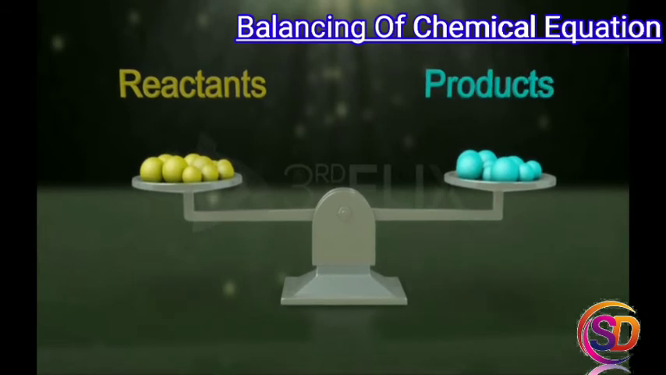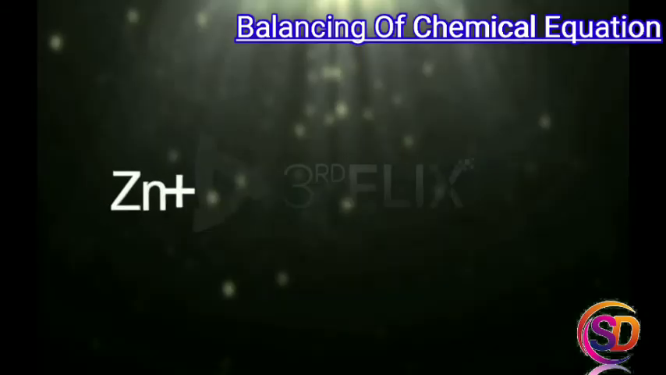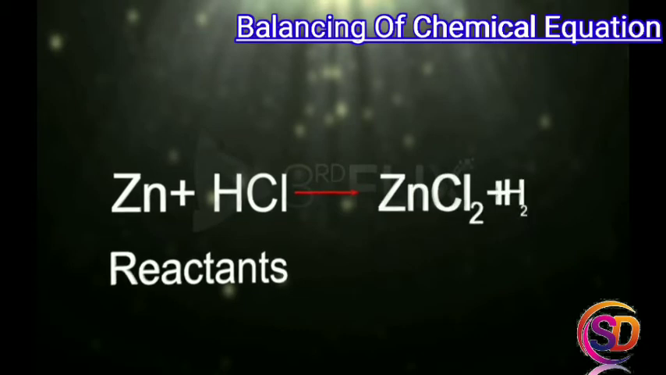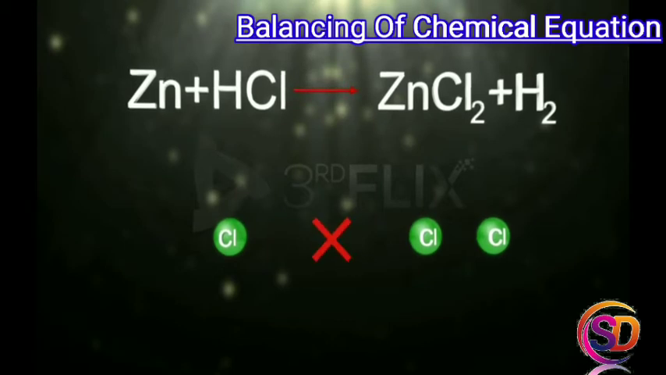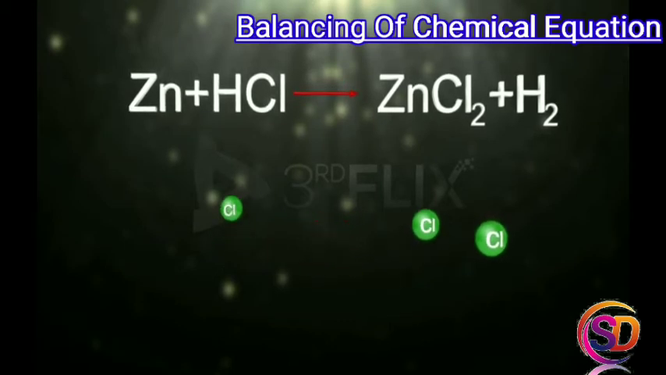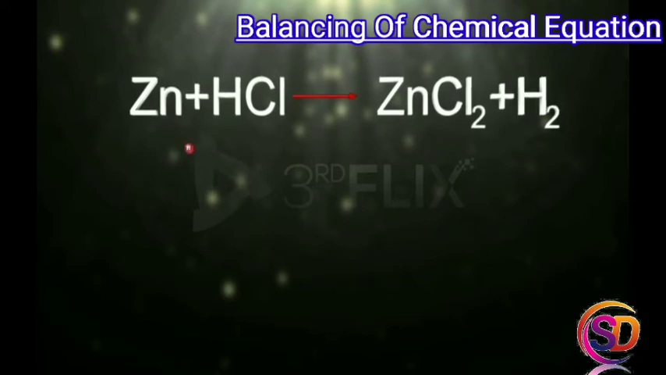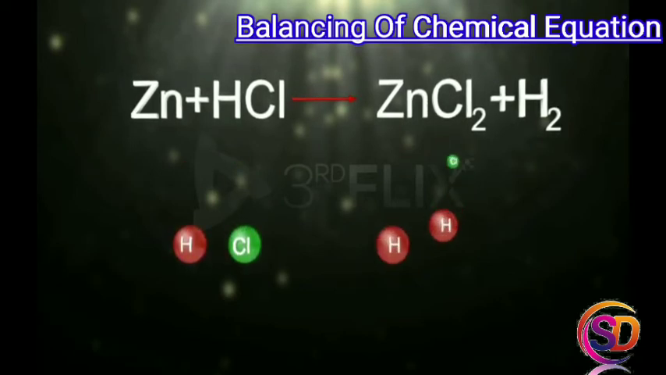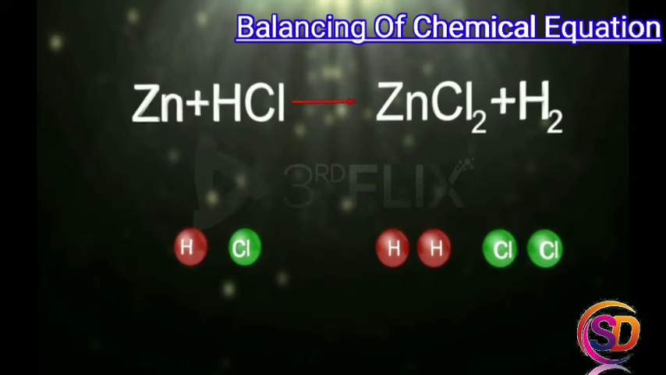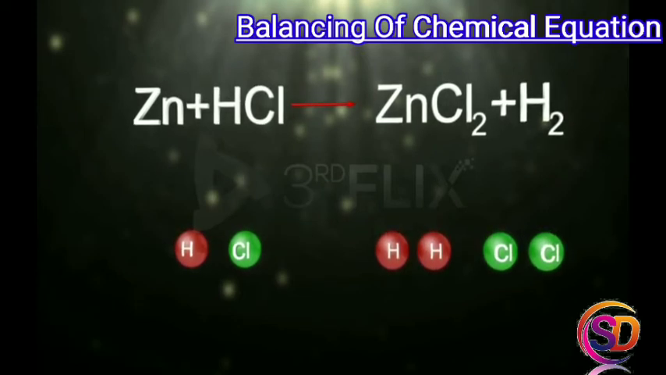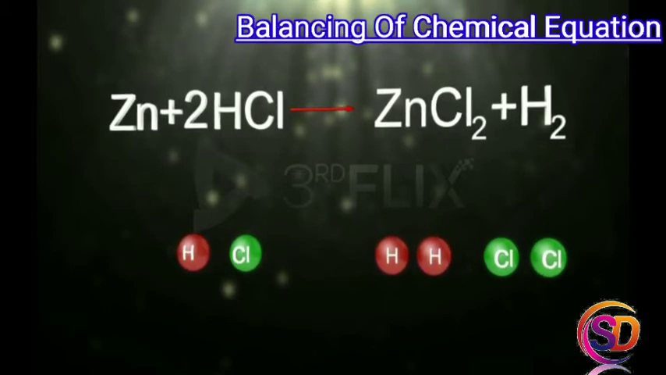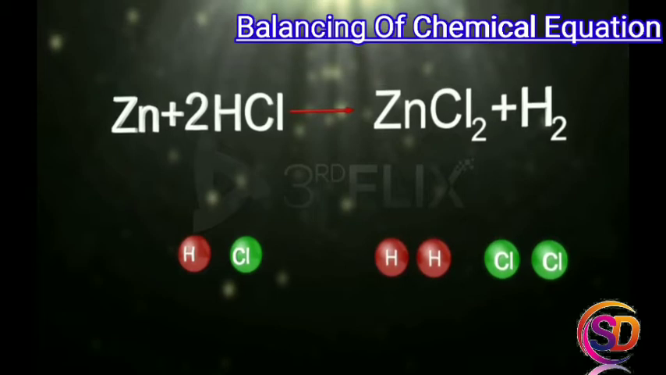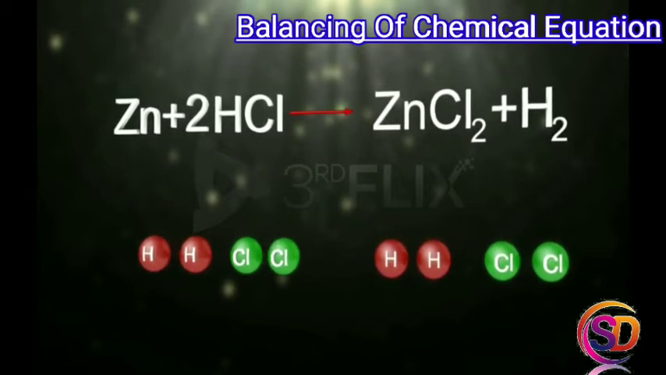Reactants, products. Zn plus HCl gives ZnCl2 plus H2. Observe the above equation, where the number of chlorine atoms on the left and right-hand side is not equal. On the left-hand side, there is one atom of both hydrogen and chlorine, but on the right-hand side, there are 2 atoms each of hydrogen and chlorine. To balance these atoms, take 2 as a coefficient for HCl. Zn plus 2HCl gives ZnCl2 plus H2. Now, on both sides, all the atoms are balanced.